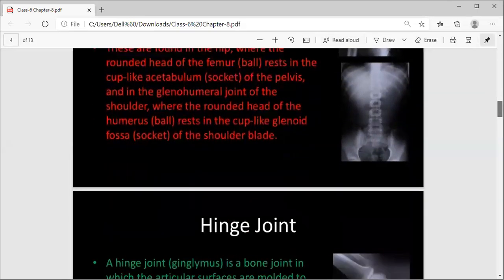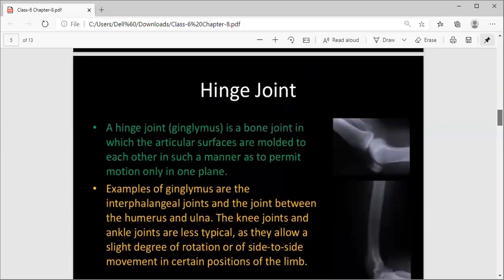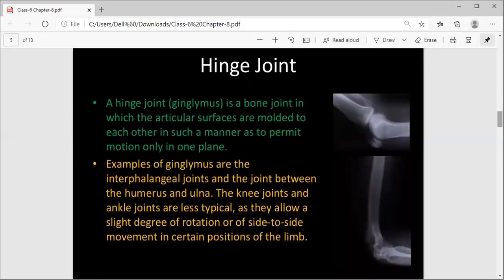Another type of joint is the hinge joint. Now let's see where this type of joint is present. A hinge joint is a bone joint in which the surfaces are molded to each other in such a manner as to permit motion only in one plane or in one direction. So you can see that in the parts of our body which show movement only in one direction, the hinge joint is present.